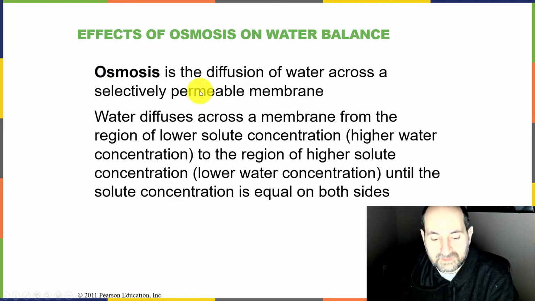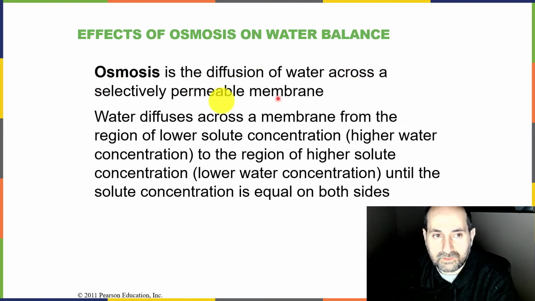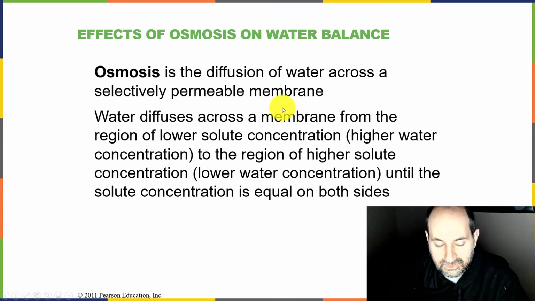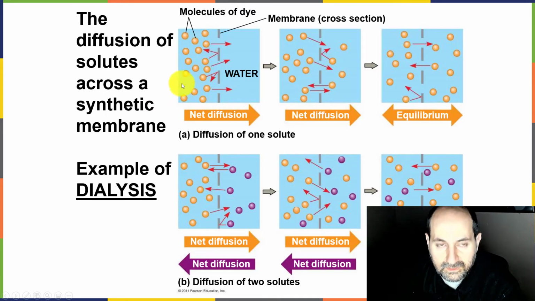Osmosis is the diffusion of water across a membrane. So not solute. Here, solute is these molecules that are dissolved in the water. See, the solute is the substance that's dissolved in the solvent. Do you remember these terms? Solvent is the water. The molecules of dye are the solute.